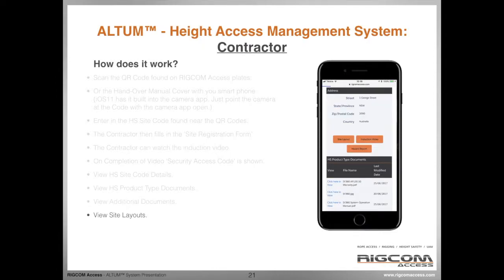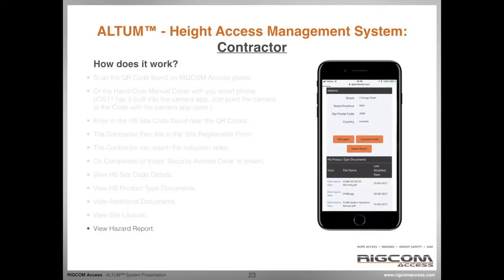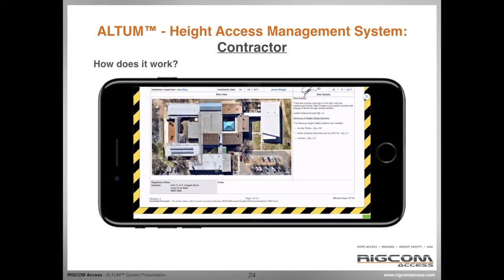As you scroll back up, you can click on the button Site Layout, and it takes you to a plan view of the site layouts of the safety systems on the roof. If there's multiple site layouts for the site, you get to choose which one is for the area that you're working in. If you click on the hazard report, this shows you the previously prepared hazard document.